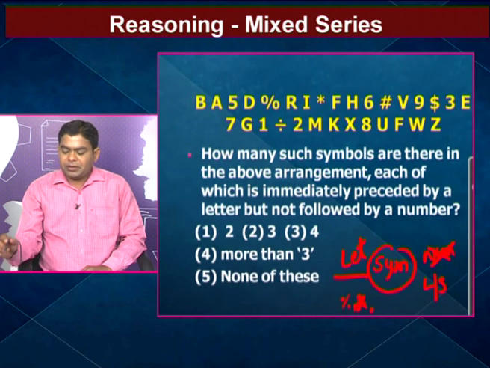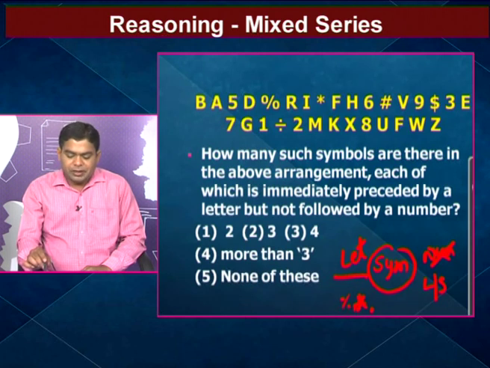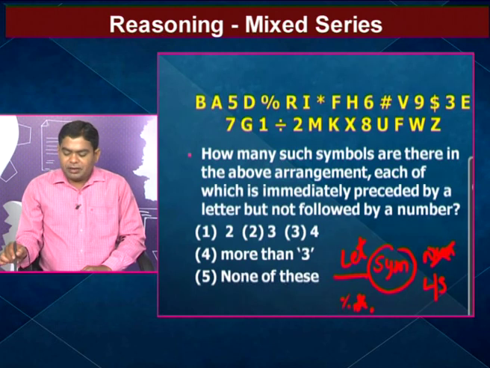So after that we go to the next symbol. The next symbol is dollar. Here dollar is preceded by a number. So according to our condition, the symbol must be preceded by a letter. That means dollar is not satisfied. After that we go to the next symbol, that one is division. Here division is preceded by a number. So according to our condition, the symbol must be preceded by a letter.